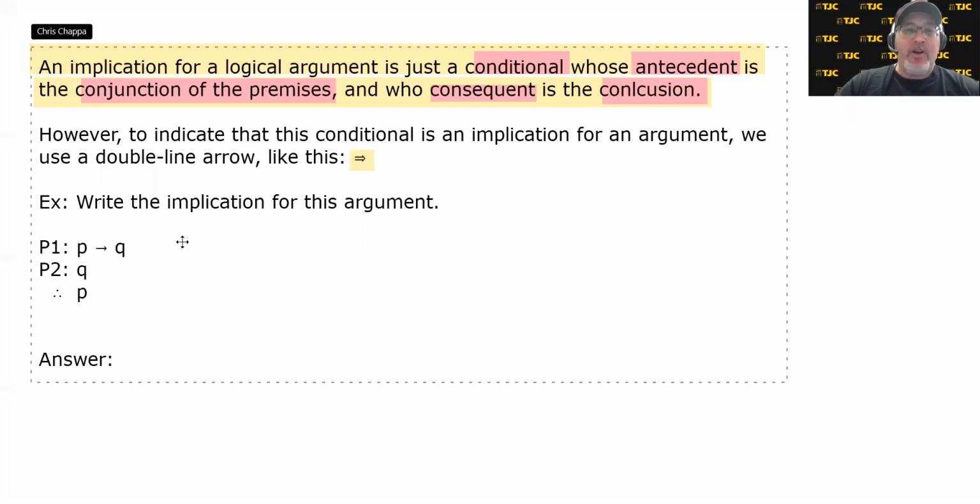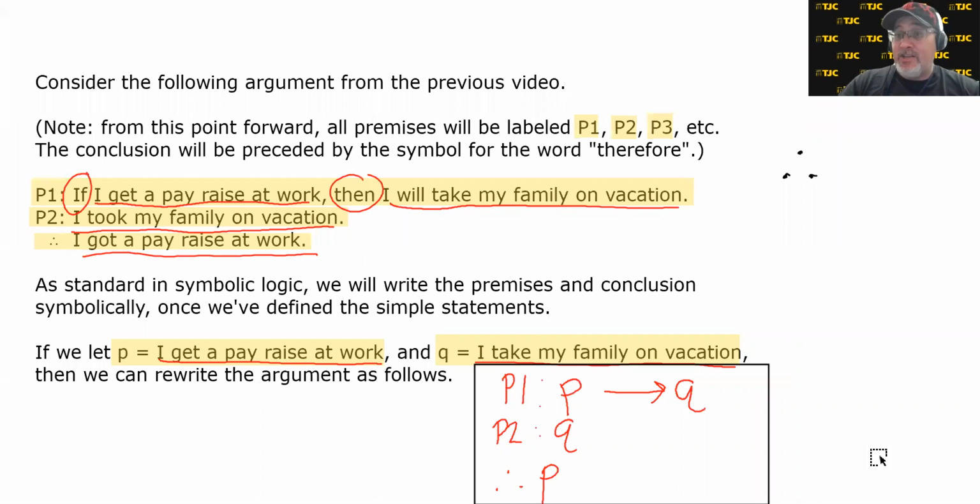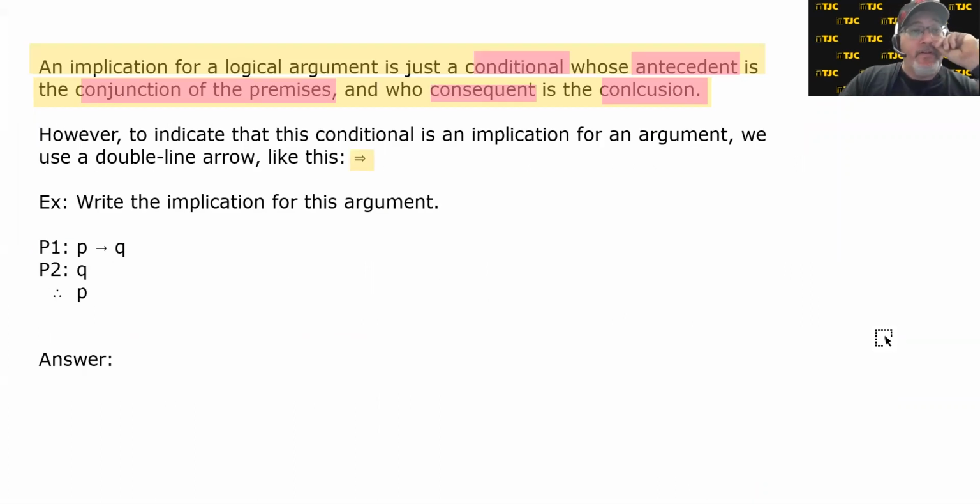So for example, let's say we're asked to write the implication for this argument, which is the argument that we wrote previously, the one at the bottom of this page in the box. Our first premise is a conditional, P pointed to Q. Our second premise is a simple statement, Q. Our conclusion is also a simple statement, P. So how would we write this argument as an implication? Well, first off, as an implication, it's going to have a conditional, but it's a double-lined arrow.